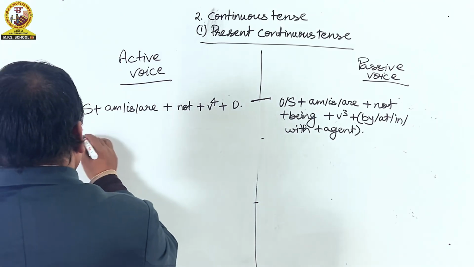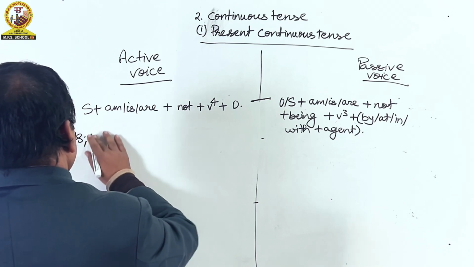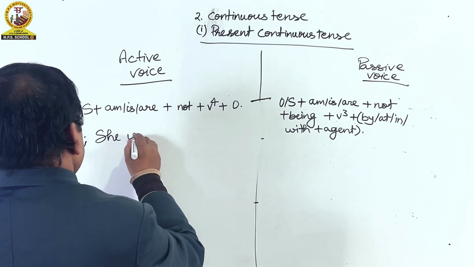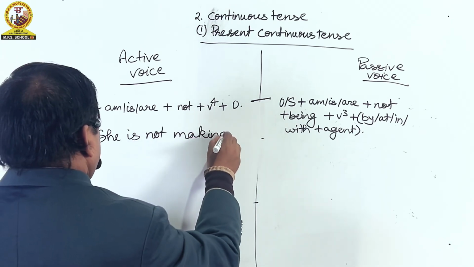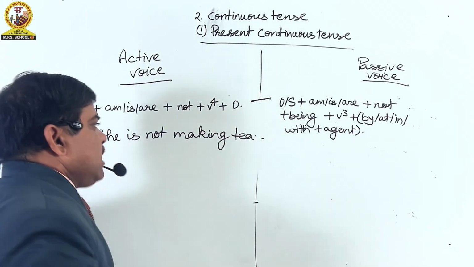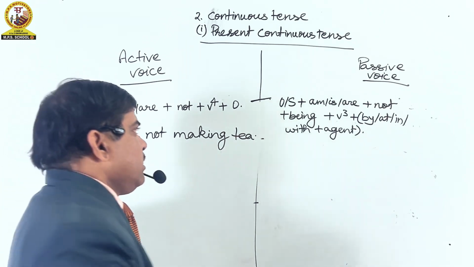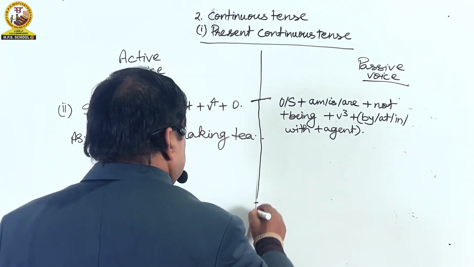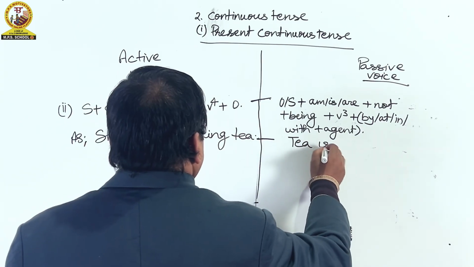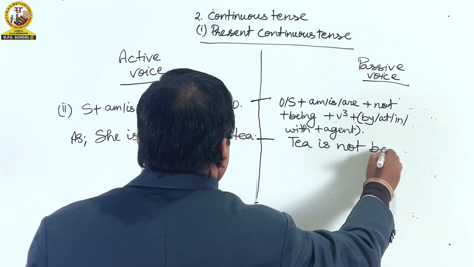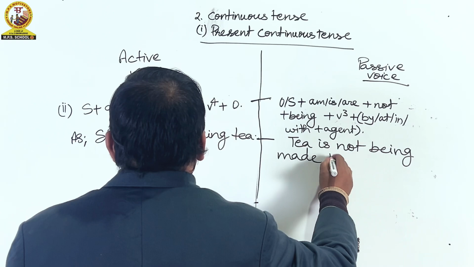For example, she is not making tea. She is not making tea. वह चाय नहीं बना रही है। Its passive voice will be: tea is not being made by her.